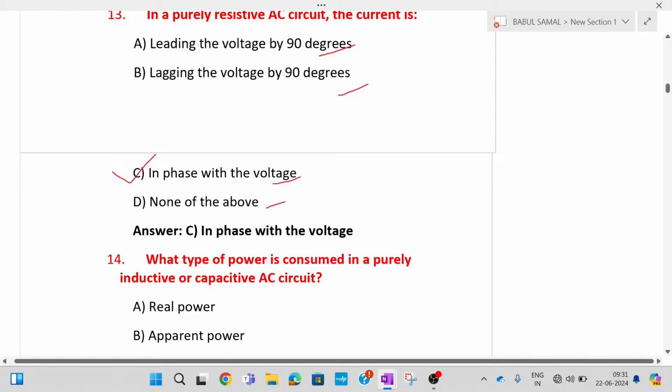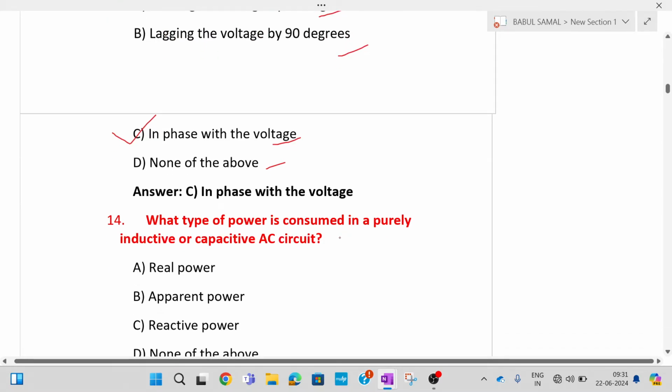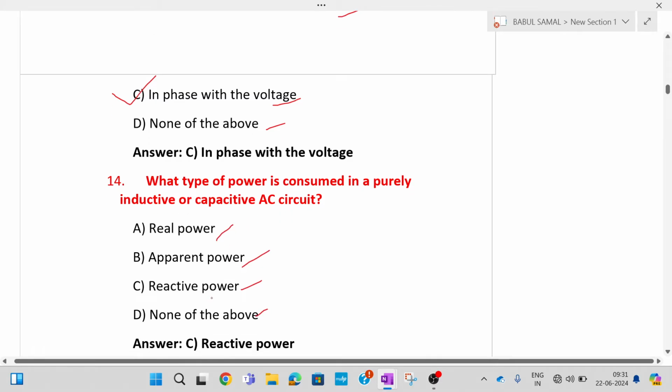Next question: what type of power is consumed in a purely inductive or capacitive AC circuit? Options are real power, apparent power, reactive power, none of these. So in a purely inductive or capacitive AC circuit, the power consumed is reactive power, which is option C.